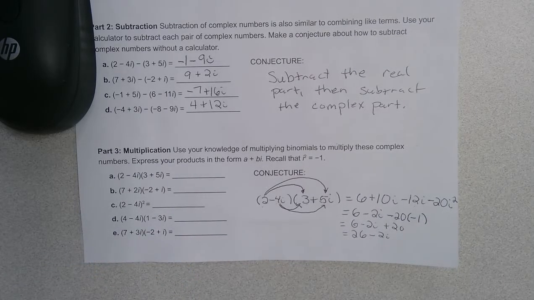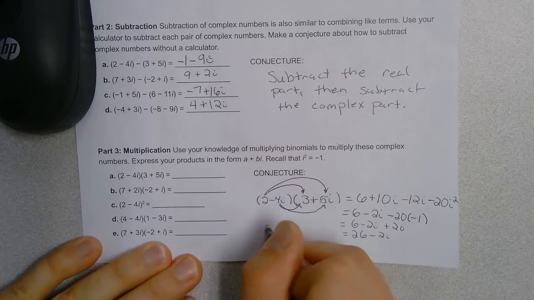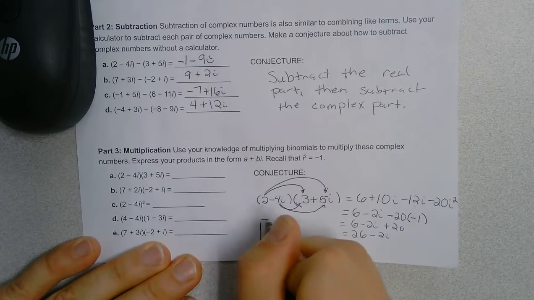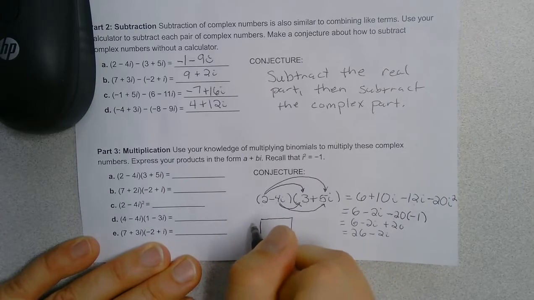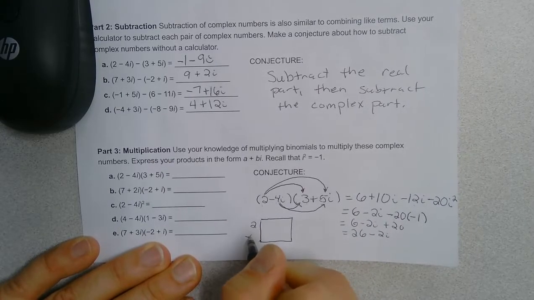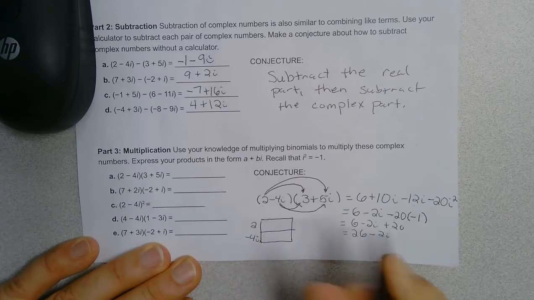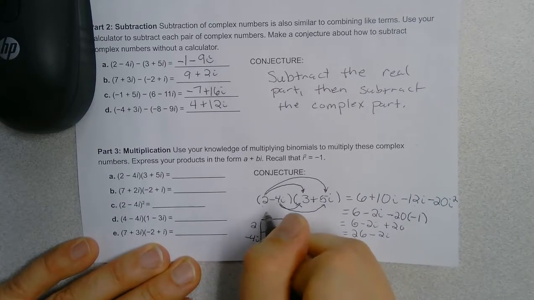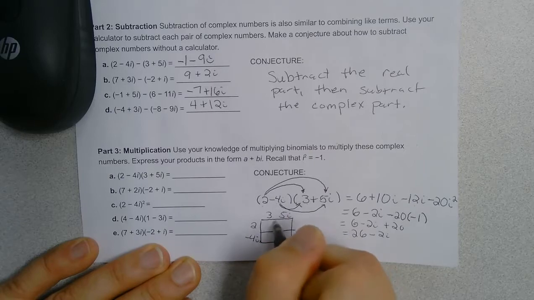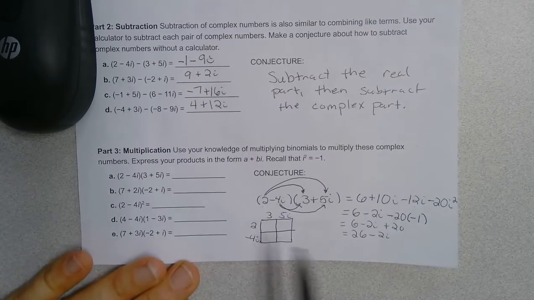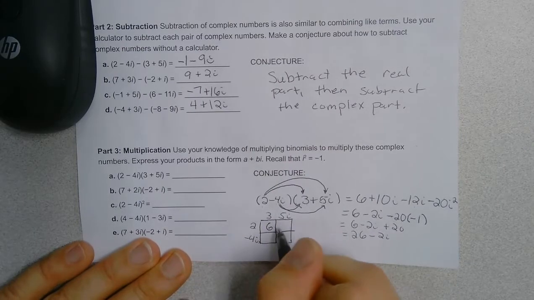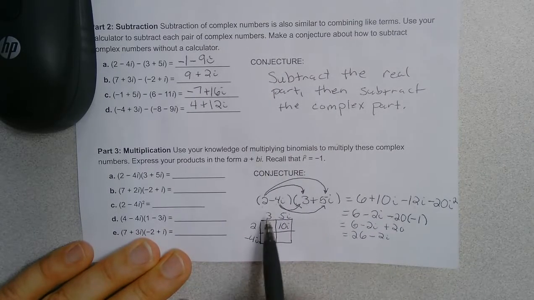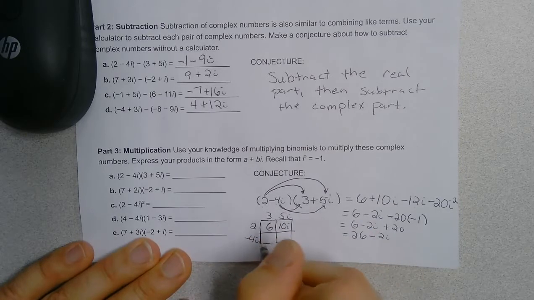Now, some of you, ladies and gentlemen, use the area model, and that is perfectly okay. So I'm going to show how you would do your work using the area model. So here, for our length, we have 2 and negative 4i. And then for our width, we have 3 and 5i. And then we multiply each. 2 times 3 is 6. 2 times 5i is 10i. 3 times 4i is minus 12i.